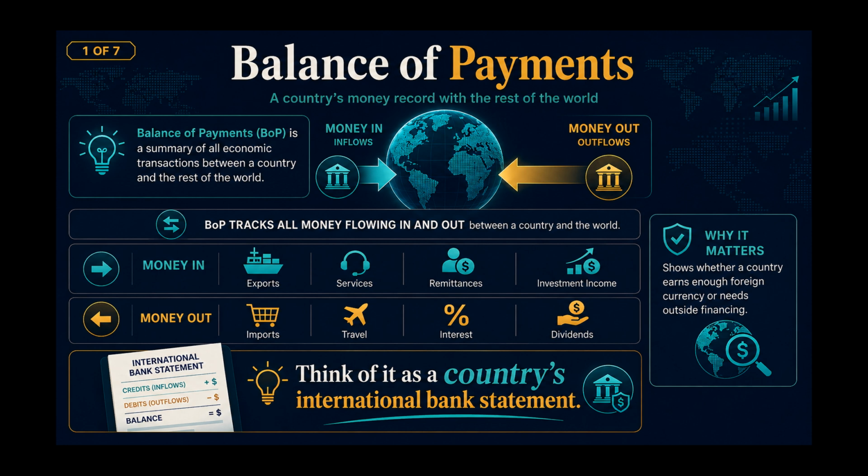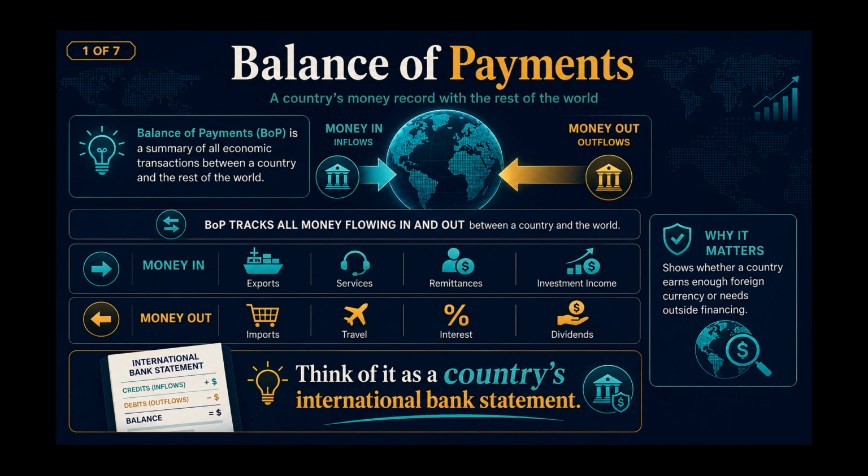So the easiest way to understand BOP is this. It is like the country's international bank statement. On one side, it records money coming in from the world. This can come from exports, services, remittances, and investment income. On the other side, it records money going out to the world. This can happen through imports, foreign travel, interest payments, and dividends.